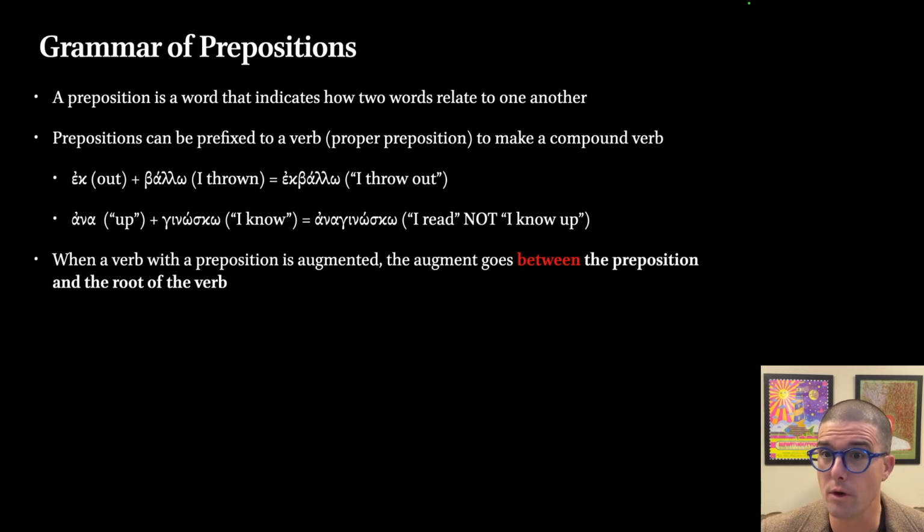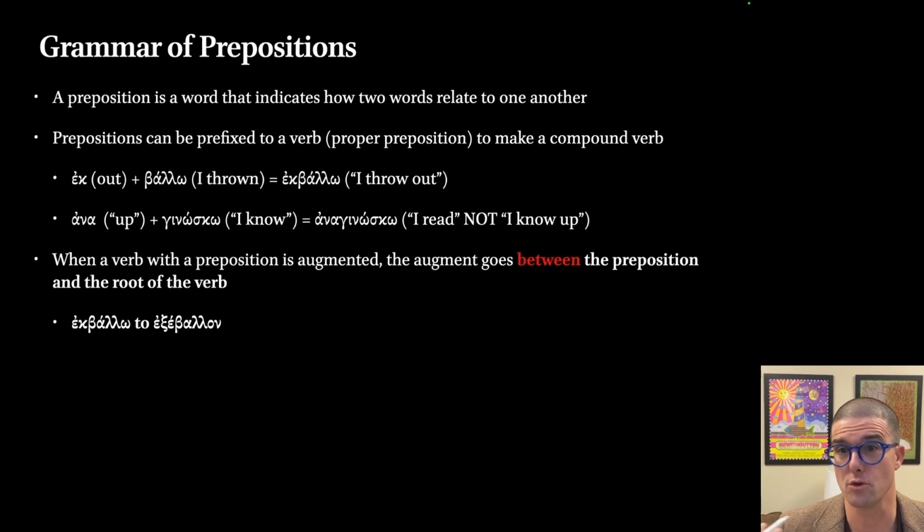Another important note with respect to when a proper preposition, properly put on the beginning of a verb, when that happens and a verb augments, pop quiz, it augments to show what? That's right, it normally augments to show the past tense. That is the imperfect or the aorist tense. The augment doesn't go before the preposition. The augment goes between the preposition and the root of the verb. So using our example, ekbalo, the augment is going to go after the preposition.